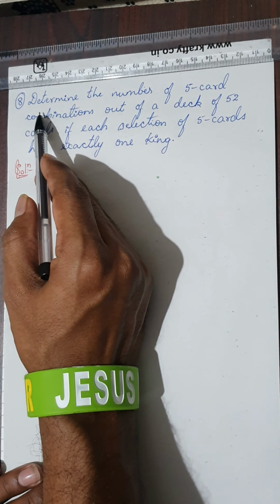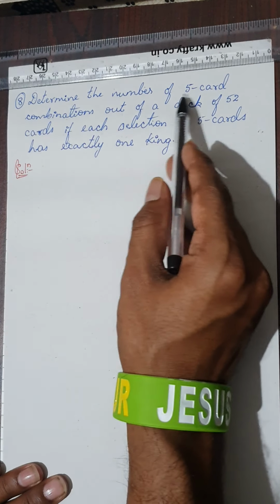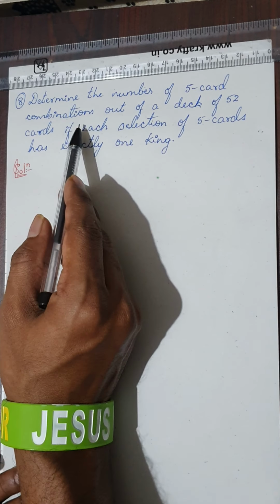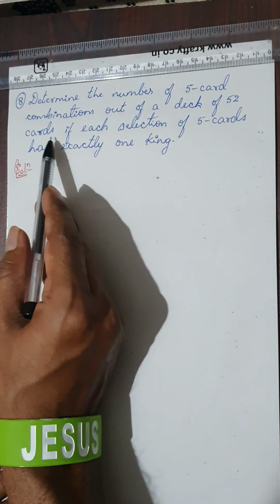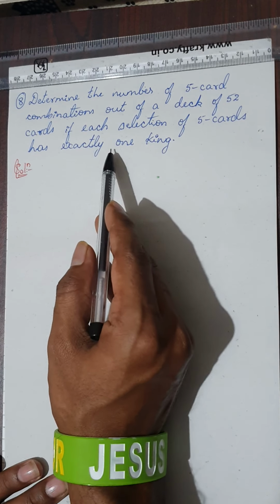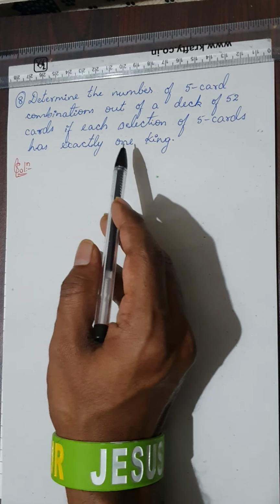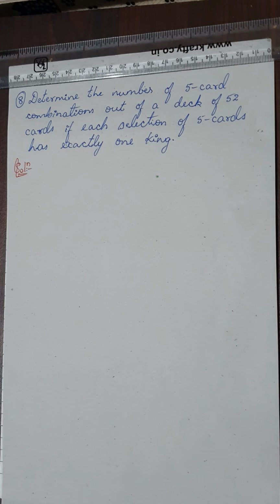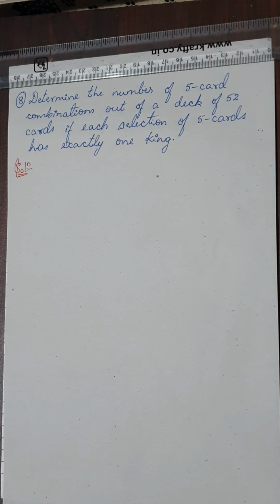Now going on to question number 8, determine the number of 5 card combinations out of a deck of 52 cards if each selection of 5 cards has exactly 1 king. Okay, so deck of 52 cards, as I told you, I will give you a link in the description. You can go through the entire concept in detail in that small short video. Okay, so let us check out the solution in this case here.